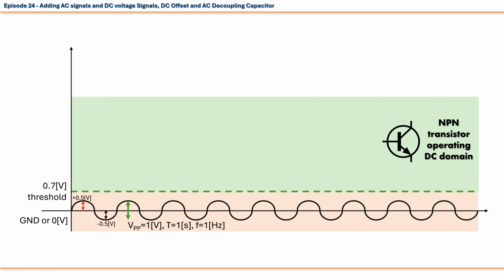As we can see from the graphics on the screen, our entire AC signal is below the threshold of 0.7 volts required for the NPN transistor. So, if we were to feed this signal to the NPN transistor, we would get absolutely no signal at the collector exit terminal, or for that matter anywhere else. The entire signal would pass below the 0.7 volts threshold, and the NPN transistor would remain in cutoff mode forever.